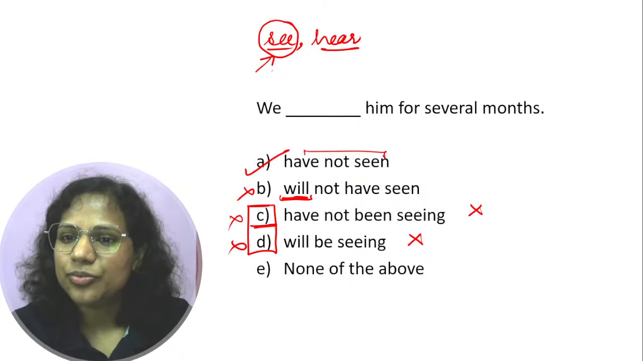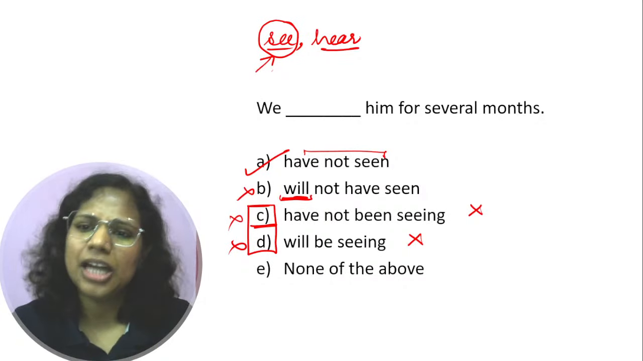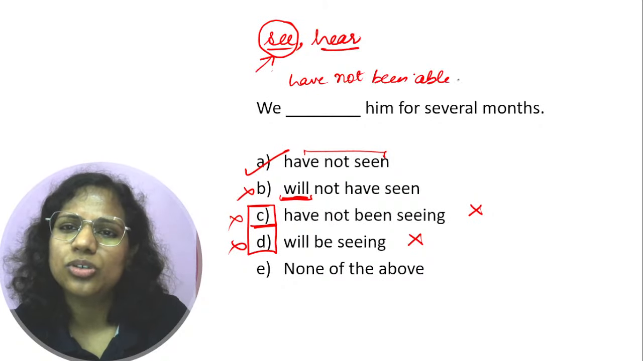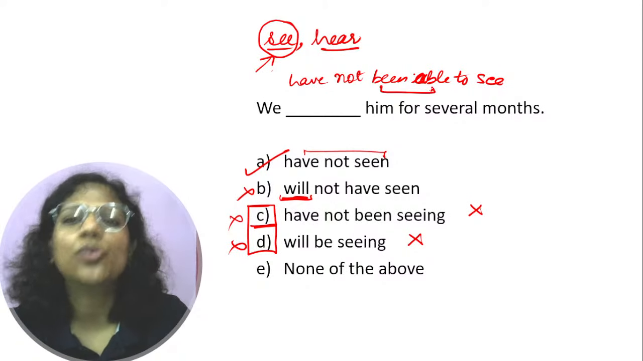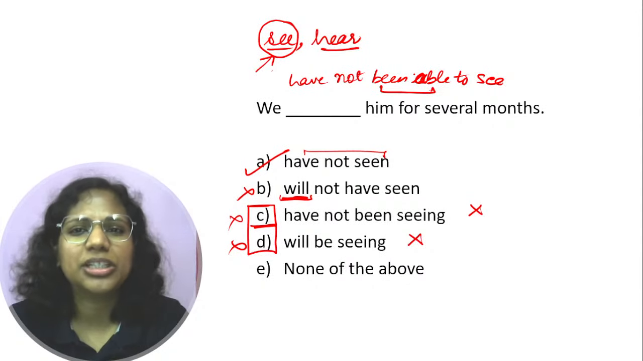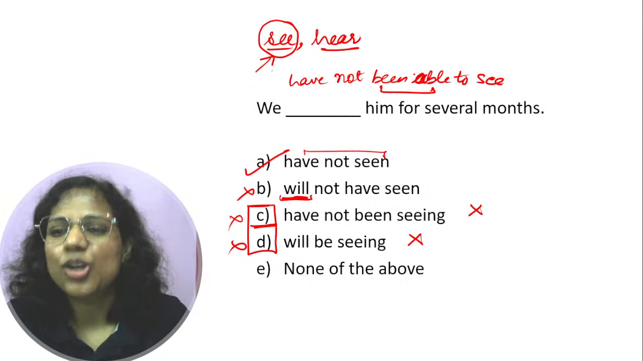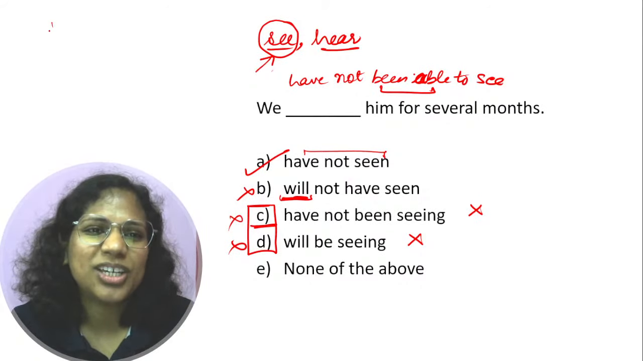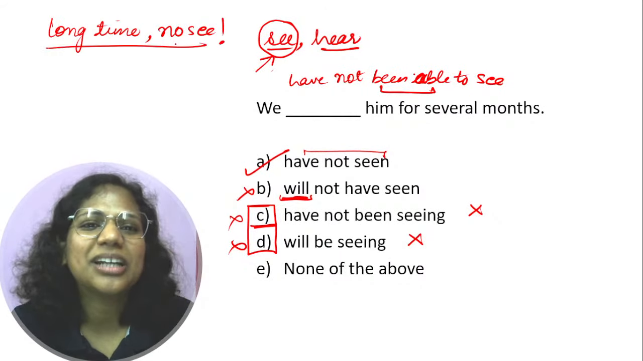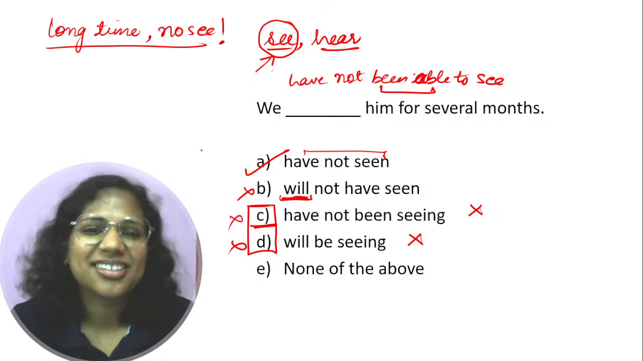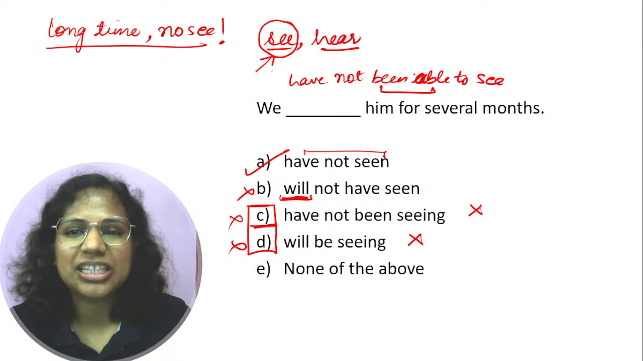Now, we have not been able to see him. Yes, that would also be fine. We have not been able to see him for several months. This just adds my own inability to the picture. That's it. Long time no see. Yes, this is an idiomatic usage. Long time no see is an idiomatic informal usage meaning it's been a long time and I haven't seen you. So yeah, A is the answer here. I hope this is clear.